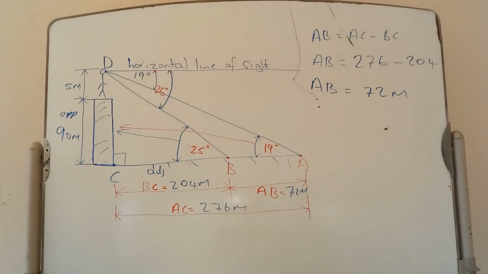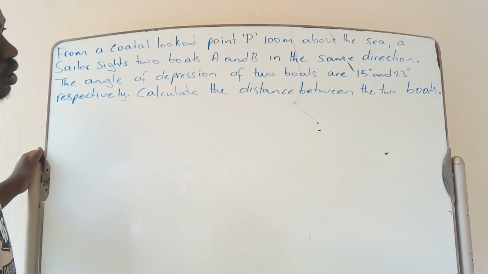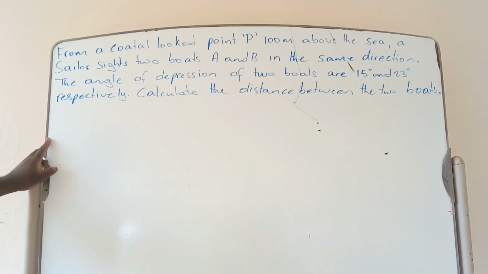Alright, what we are going to do now, we are going to look at some worded problems, right? From a coastal lookout point P, 100 meters above sea, a sailor sighted two boats A and B in the same direction. The angle of depression of the two boats are 15 degrees and 23 degrees respectively. Calculate the distance between the two boats.